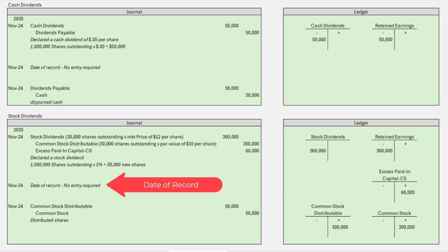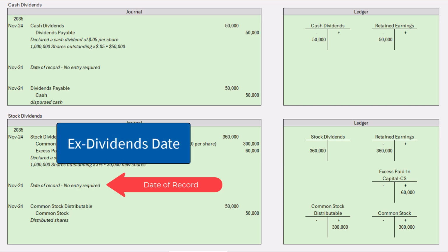And so you would expect the price of one of these shares to go down on the day after the date of record. Now, the day after the date of record is called the ex-dividend date. And it's an important date to know for investors because an investor would prefer to buy a stock usually the day before or the day of the date of record instead of buying it on the day after the date of record.